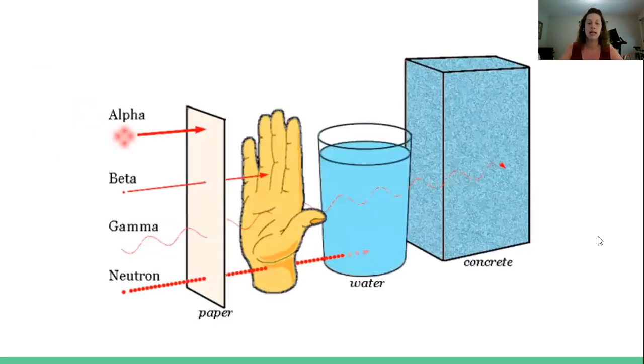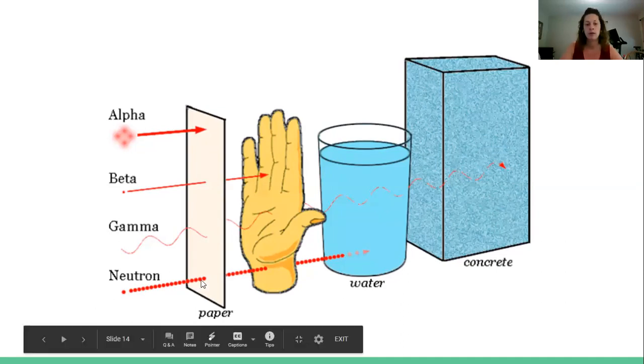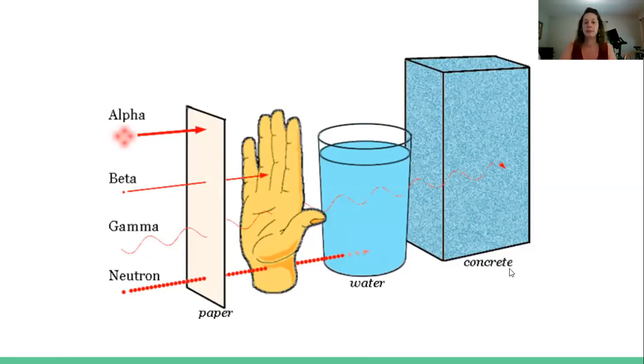And here's a visual to help you see the penetrating power. Alpha is stopped by paper. Beta will go through paper, but can be stopped by a hand. Gamma can go through paper, through a hand, through water, but it's stopped by layers of concrete. And then a neutron, which is one we didn't talk about, can go through paper and your hand, but can be stopped by water. So it just goes over the penetrating power.